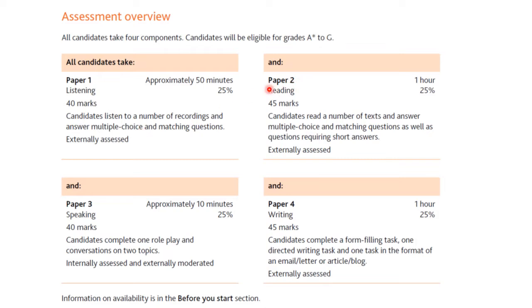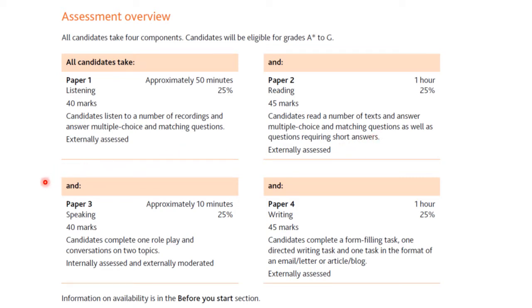We have paper 2. This is the reading paper, and it's out of 45 marks. It's a 1-hour paper. They also take 25%. We have different types of questions: multiple choice, matching questions, and also short answer questions.